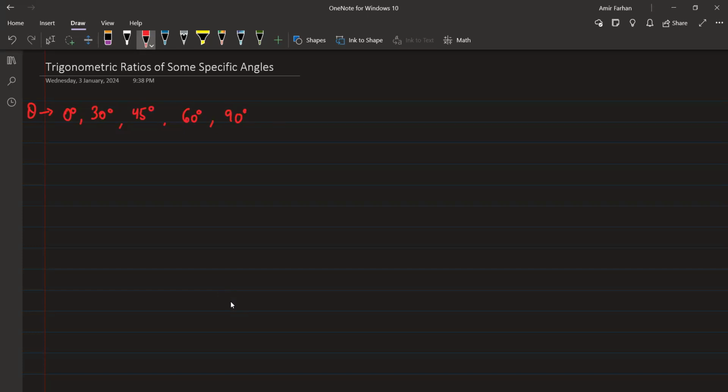Okay, let's do the first, that is sine theta. So I'm writing here 0 degree. Here is 30 degree. Here is 45 degree. Here is 60 degree. Here is 90 degree. Clear? Okay, just a second. Sin, I'll write the values of theta here.